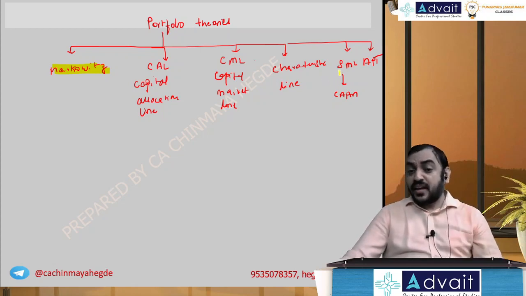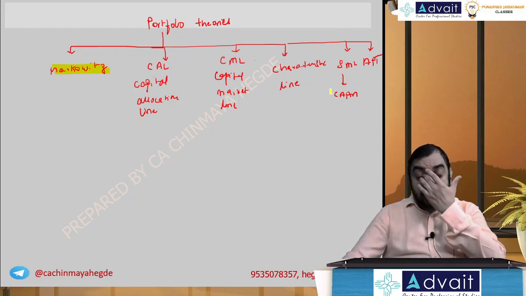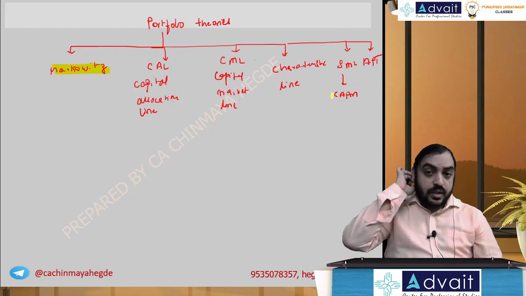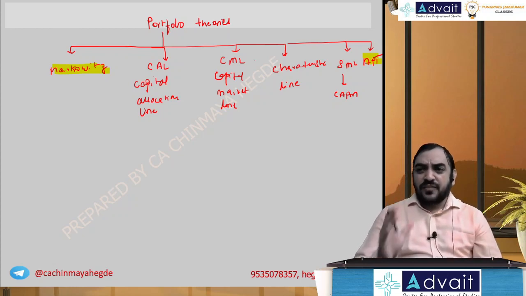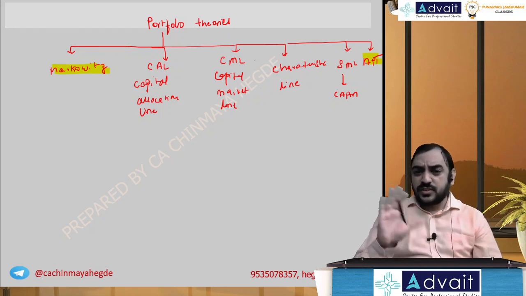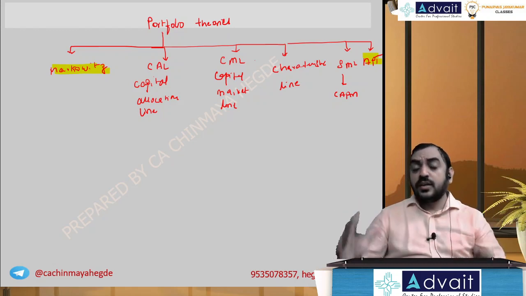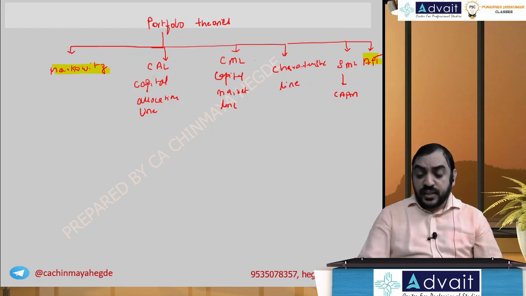SML, security market line. CAPM, capital asset pricing model. Most important one. Then APT, arbitrage pricing theory. This is the evolution of portfolio theory. We also have other small aspects like international portfolio, mutual funds, or Sharpe ratio calculations. Those small aspects are there, but this is the broad portfolio theory we have to understand.